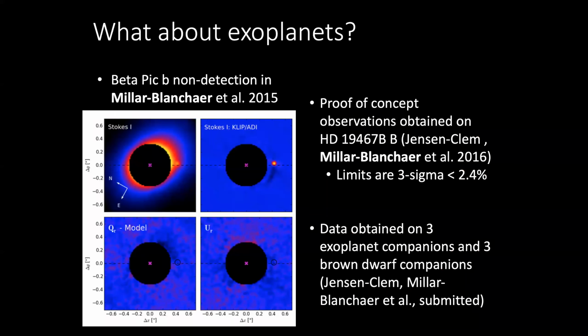And of course, we want to talk about exoplanets. So I've talked a lot about Luhman 16, a brown dwarf binary. And we've started trying to apply this kind of measurement to exoplanets.